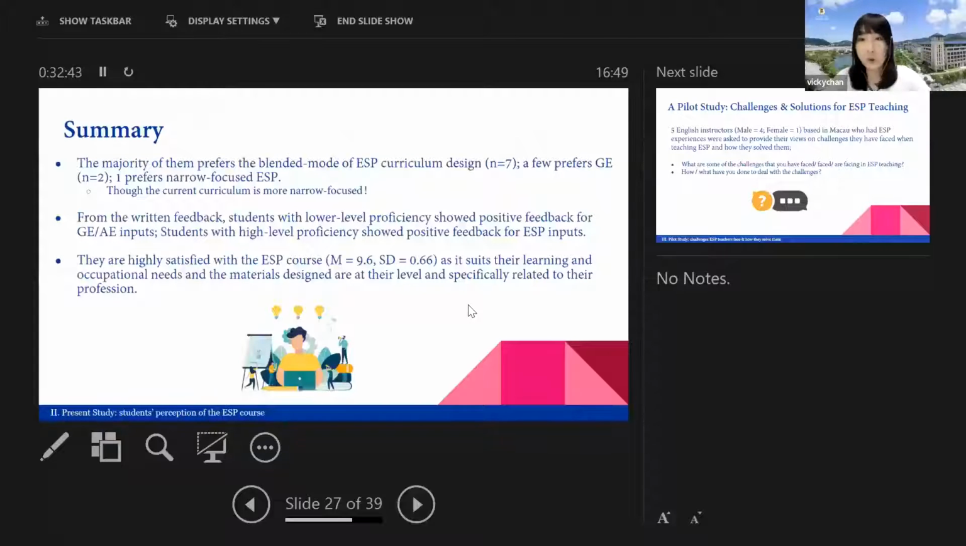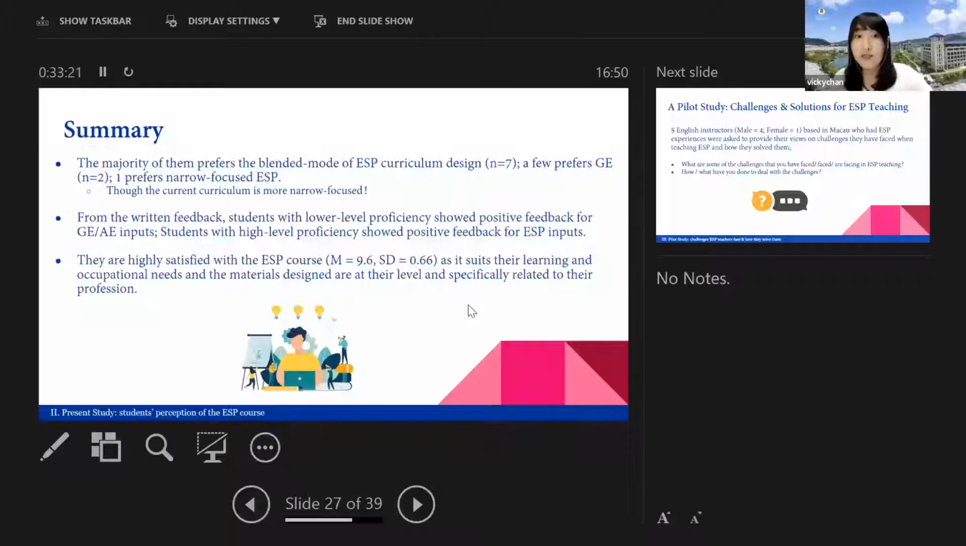All right, a quick summary of my first research is that the majority of them actually prefer the blended mode of ESP curriculum design. That means they quite enjoy a little bit of input of general English and then ESP, or input from Common Core academic English and then ESP. Only a few of them, 2 of them, prefer GE, general English, and 1 of them prefers very narrow focused ESP, although the current curriculum is really more narrow focused.